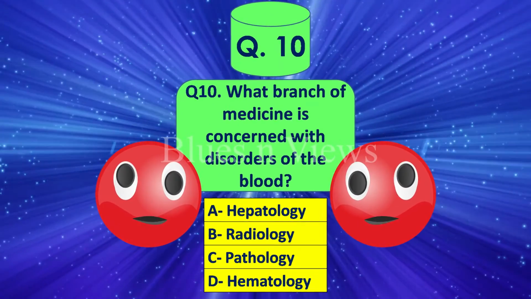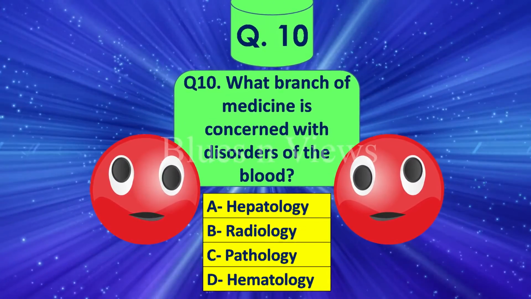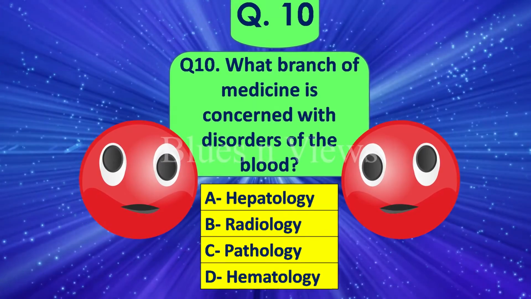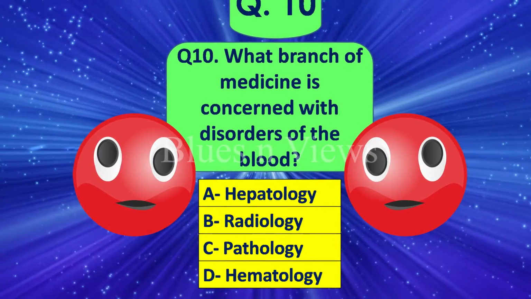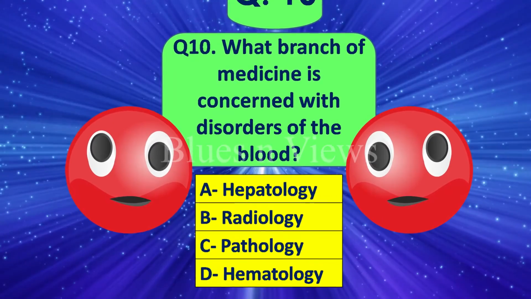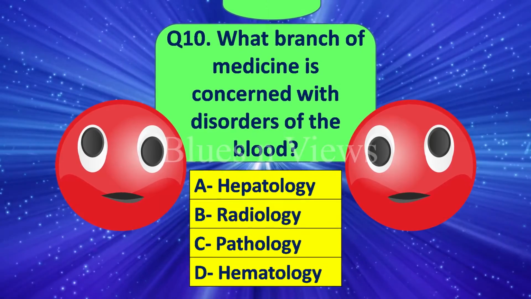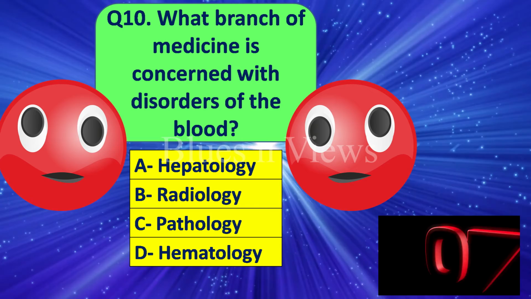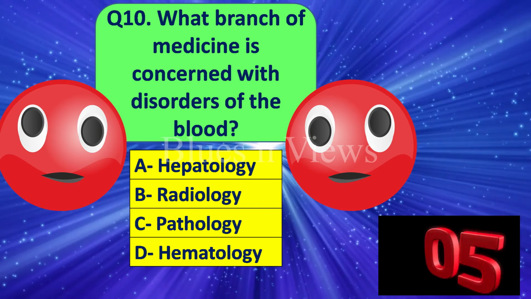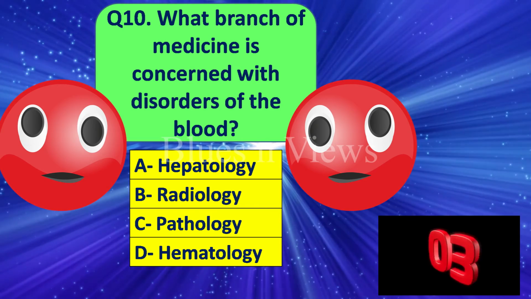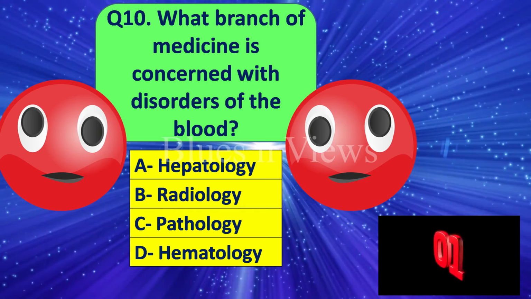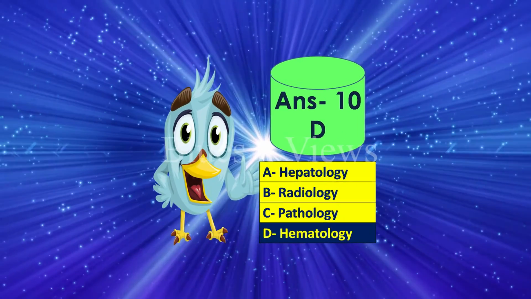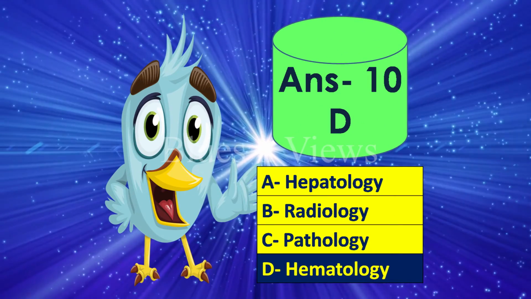Question 10. What branch of medicine is concerned with disorders of the blood? Options are A. Hepatology, B. Radiology, C. Pathology, D. Hematology. Answer 10 is D. Hematology.